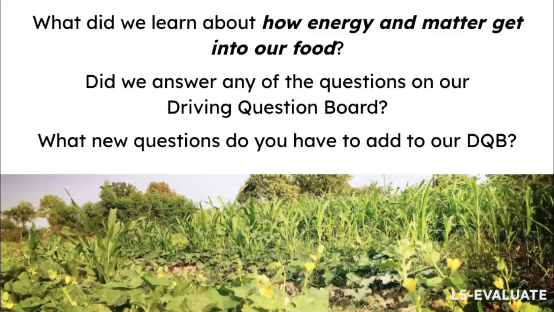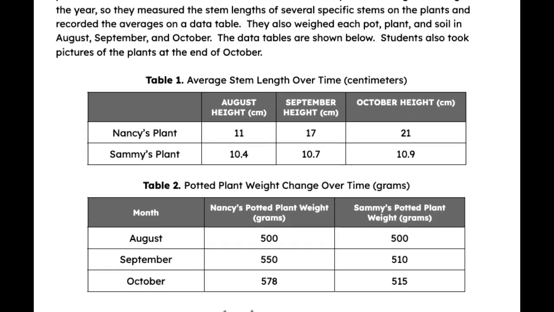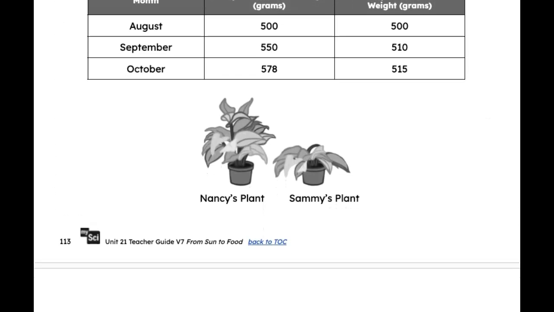To support student sense-making across the unit, orient them back to the driving question board. Ask, did we answer any of the questions on our driving question board? If there are questions that have been answered, remove them from the driving question board and place them on the summary charts. Use this as an opportunity to answer the section driving question, how do energy and matter get into our food? Have students complete the Section 2 summative assessment.